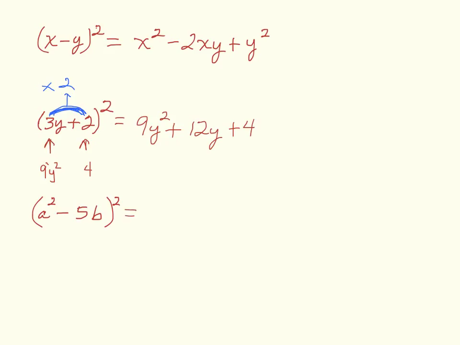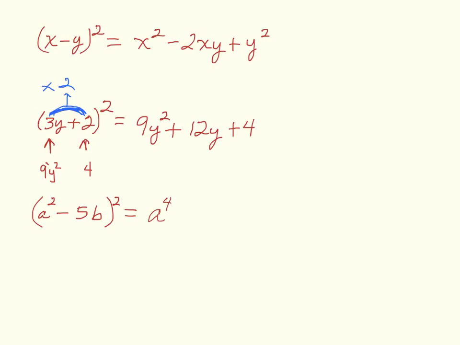All right, here's one more. Now, I'm going to ask you, what's the a and what's the b? Remember, our formula uses a's and b's. What's the a here? The whole thing must be squared. So a squared is the thing that must be squared. So what do you get when you square a squared? You get a to the 4th.